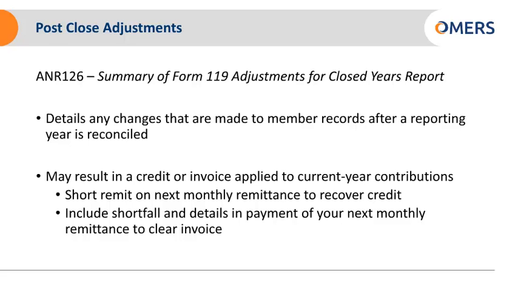An ANR 126 Summary of Form 119 Adjustments for Closed Years report will be generated if an adjustment to a member's previously reported eForm 119 data is made after the year has been reconciled. This report, similar to the ANR 125, will indicate any credit or invoice that results from that adjustment. It will also detail the changes made to the member's record that resulted in the credit or invoice.